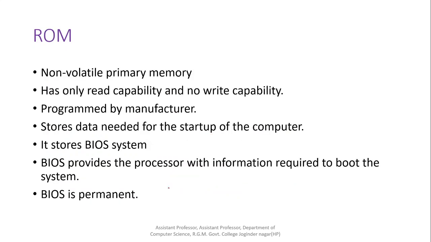Next we have ROM. ROM means read only memory, and it is a kind of non volatile primary memory. It means it does not lose its information or content when the power is switched off. So it has only read capabilities, so it is called read only memory, because it has no writing capabilities. They are programmed by the manufacturer, and they store data that is needed for the startup of a computer.